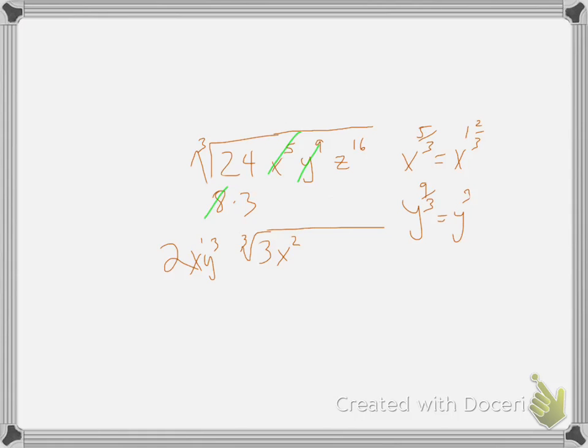And then z to the 16th. What do you think about that? It's z to the 16th to the 1/3 power, so it becomes 16/3, and you get z to the 5 1/3, which basically means z to the 5th comes outside, and then there's 1/3 left over, which stays inside, that's the cube root of z. And there you go. We took care of each part, and there's your final answer.